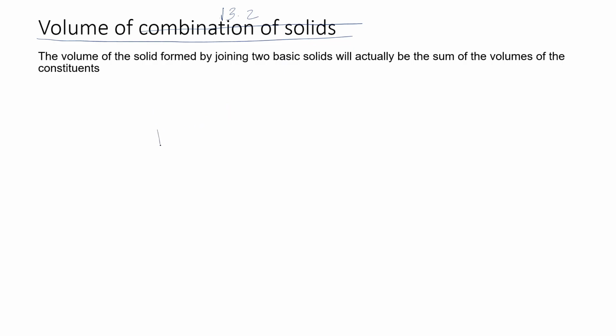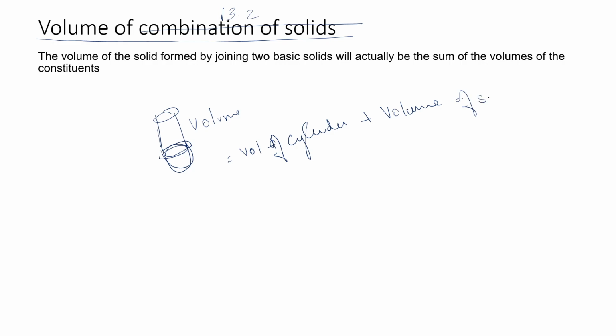Suppose there is a cylinder and let there be a hemisphere over here. So the volume of this object is volume of cylinder plus volume of hemisphere. Like this, when two different shapes are combined, the volume of that will be the volume of both. So that's the topic.